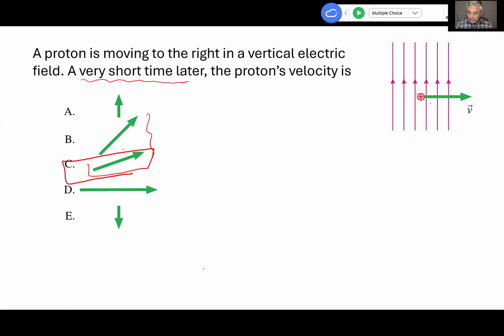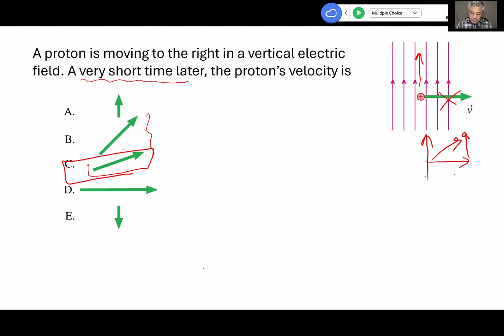So why is it turning? See, the field is acting in that direction, and we learned that positive charge moves in the direction of the field. Then why is A not the correct answer? A would be the correct answer if it wasn't moving already, but since it's already moving, once we apply the field, what happens? The result is going to be like a vector sum of those, so somewhere in between.